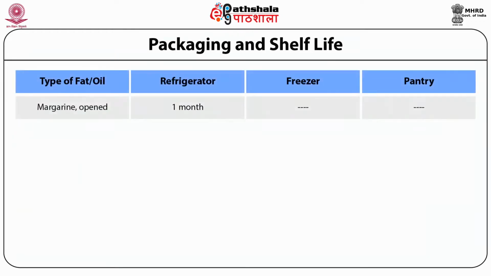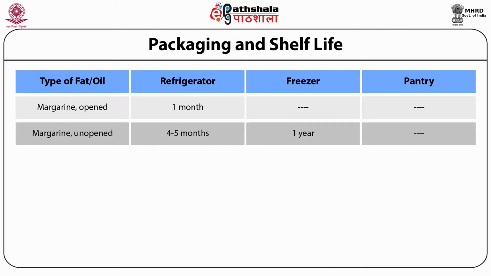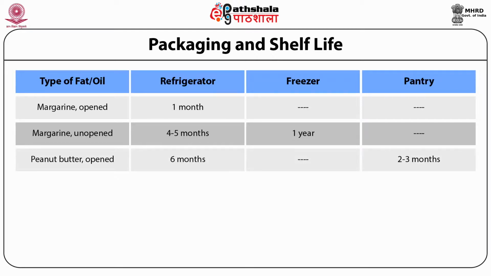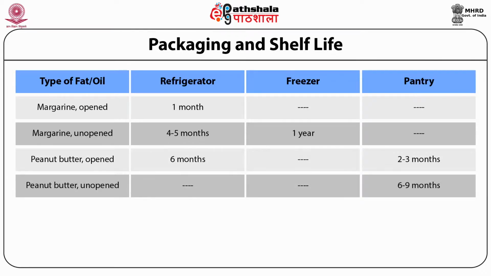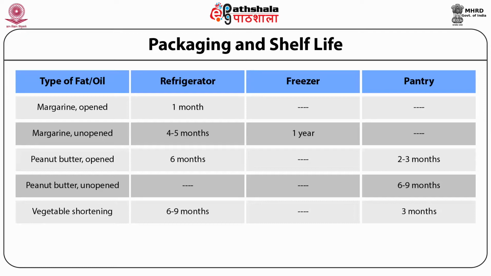Margarine, after opening, can be kept in a refrigerator for 1 month, and unopened margarine can remain in best condition in a refrigerator for 4 to 5 months and in a freezer for almost 1 year. Peanut butter opened will remain in good condition in a refrigerator for 6 months, while it can also be kept in a pantry for 2 to 3 months. Peanut butter unopened will remain in the pantry in good condition for 6 to 9 months. Vegetable shortenings will remain in a refrigerator in good condition for 6 to 9 months, while they can remain in good condition in a pantry for almost 3 months.